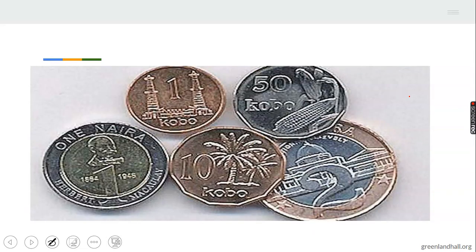Then here we have the coins, the money in coins. We have the 1 kobo. As you can see here, we have the 50 kobo, the 10 kobo, the 1 naira, and then the 2 naira. These are all coins.